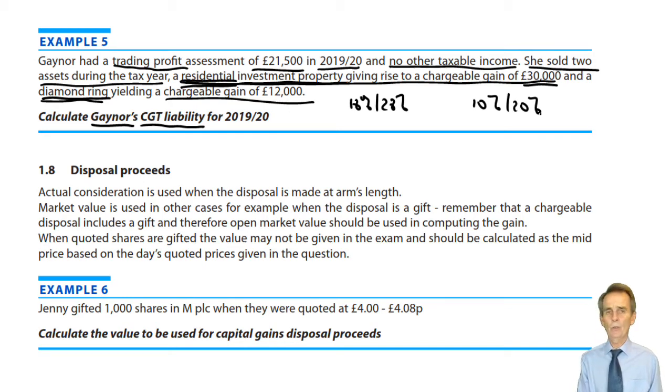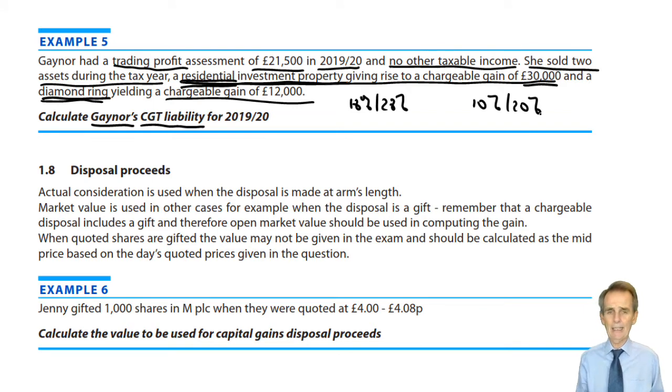We obviously want to deduct it from those gains that are taxable at the higher rates. Residential property in the basic rate band is 18%, compared to the diamond ring that would only be 10% there. Go into the higher rate band, 28% instead of 18%. So we're always going to apply deductions.